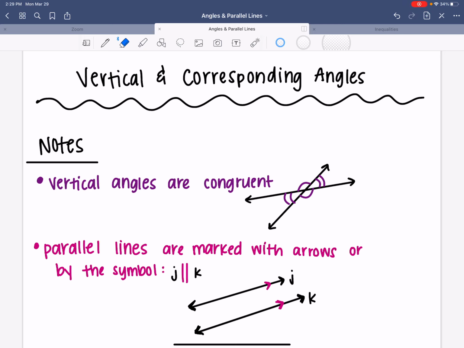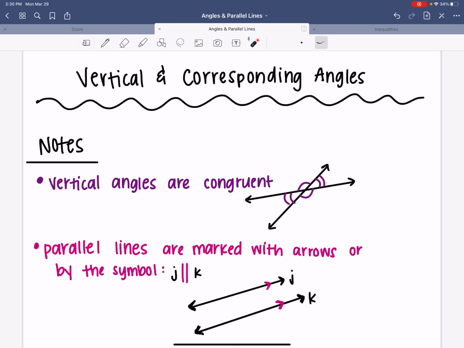In this lesson, we are talking about vertical and corresponding angles. Some notes to remember are that vertical angles are congruent. So vertical angles are always across from one another at an intersection. So if we have these two lines, the ones opposite of each other are congruent, and the same goes for the ones on the other sides. They would be congruent as well.